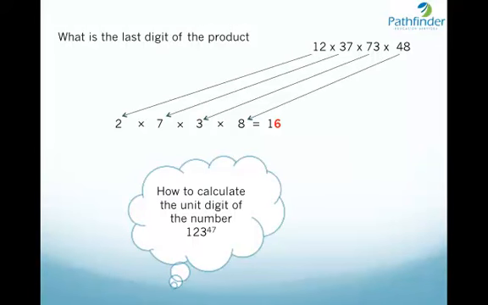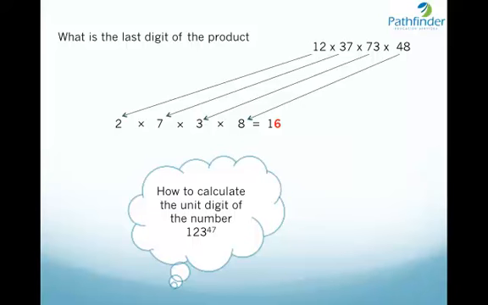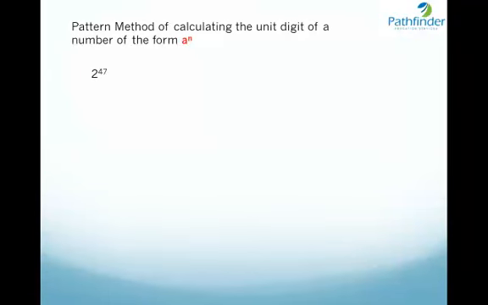Now these two were very simple examples. But suppose I ask you how to calculate the unit digit of the number 123 raised to the power of 47. It will be very difficult for any one of us to multiply 3 into 3 into 3, 47 times. Theoretically speaking, it can be done. But given the time constraint in most of the competitive exams, we need to adopt a different approach. Let us see what approach.